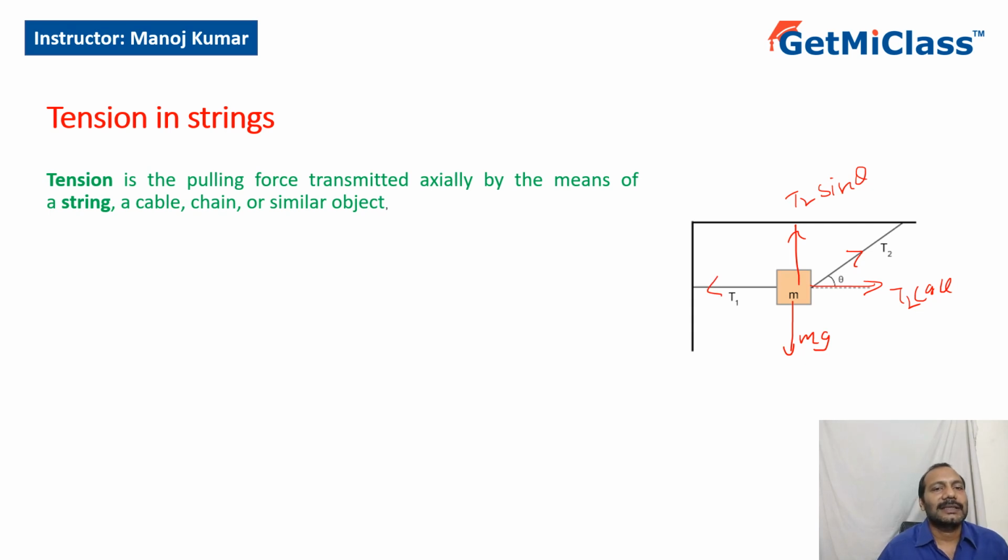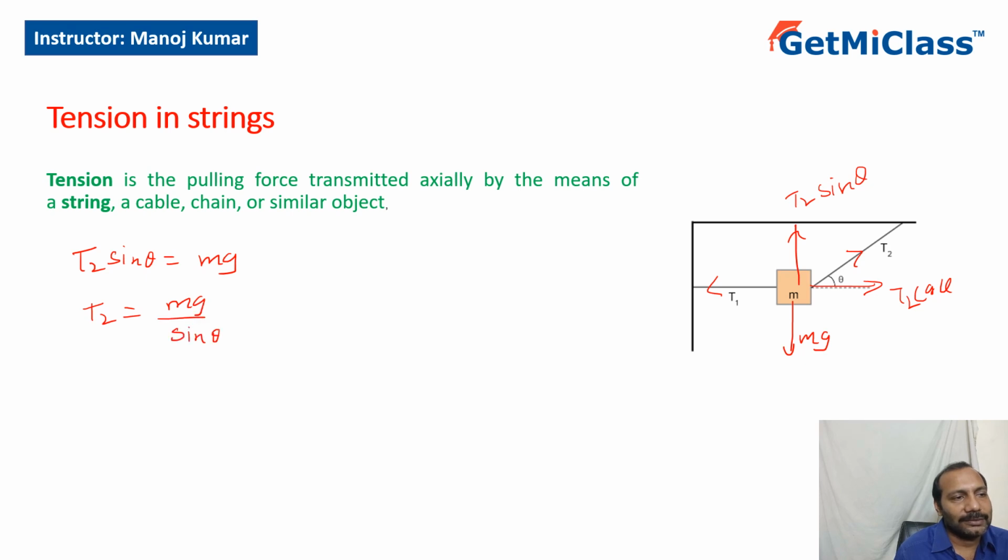Now, because the system is in equilibrium, vertical forces should balance. So T2 sine theta should be equal to how much? Mg. So T2 would be equal to mg by sine theta. So we got T2. Now let's find out T1. How do we find T1? The horizontal forces should also balance. So I can write T1 equal to T2 cos theta.